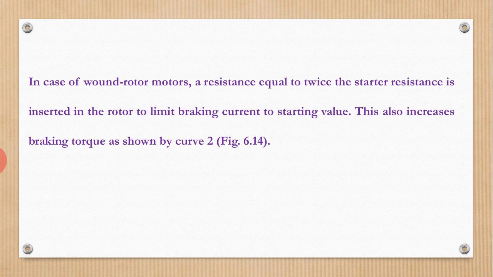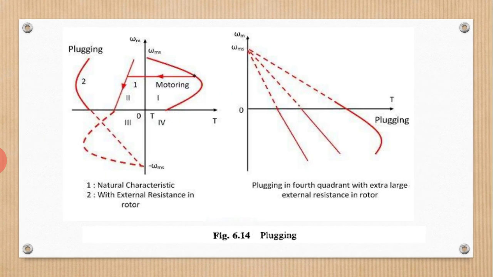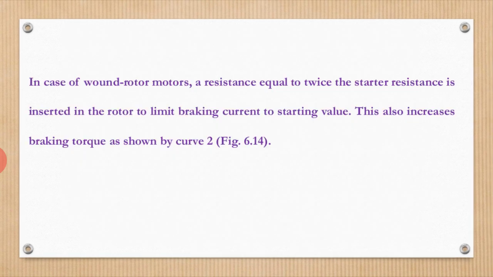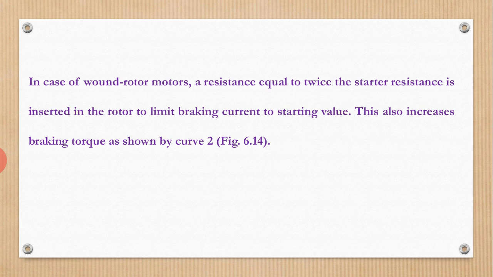In case of wound rotor motors, a resistance equal to twice the starter resistance is inserted in the rotor to limit braking current to starting value. This also increases the braking torque, as the curve shown here. I want to clear this point: in a slip ring induction motor, as we know, we can add external resistance to the rotor circuit. So a resistance equal to twice the starter resistance is inserted in the rotor to limit the braking current.